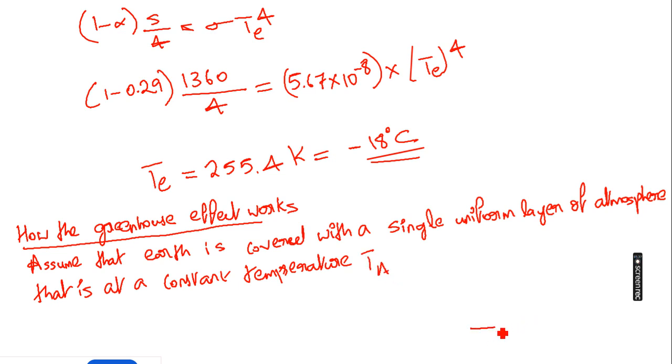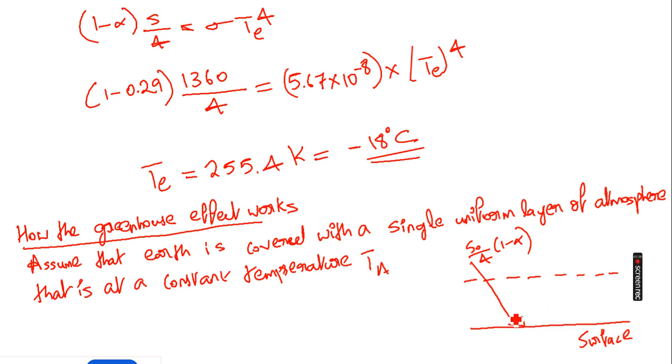So suppose this is the surface of the Earth. This is Earth's surface, and we are assuming there is another layer on top of this. This is the atmospheric layer. So we have the incoming solar radiation, which is I incident, which is given by S0 by 4 into 1 minus alpha. This is the incident solar radiation.